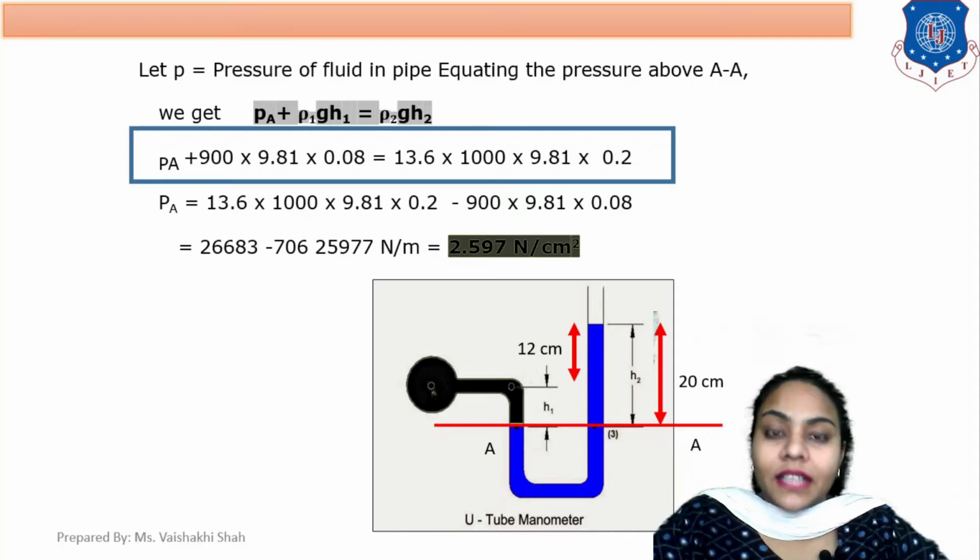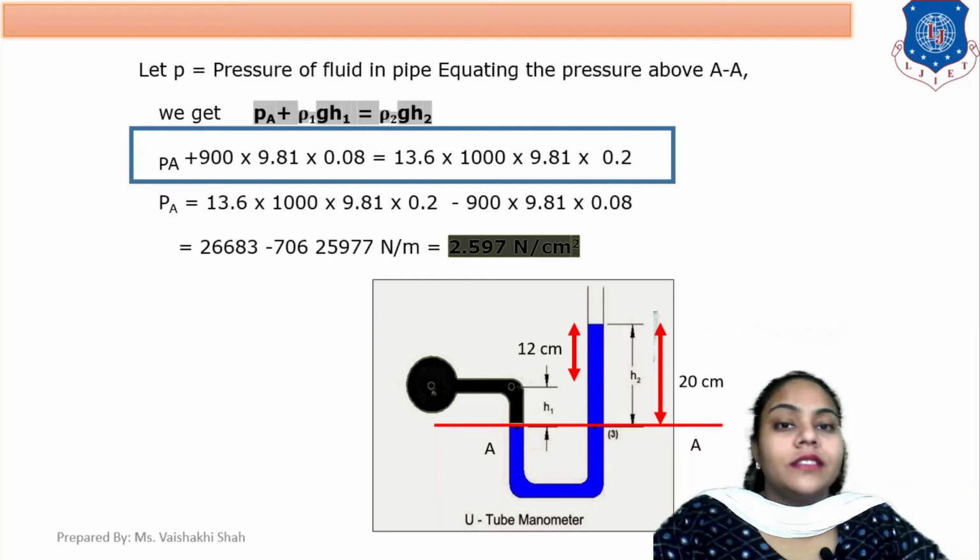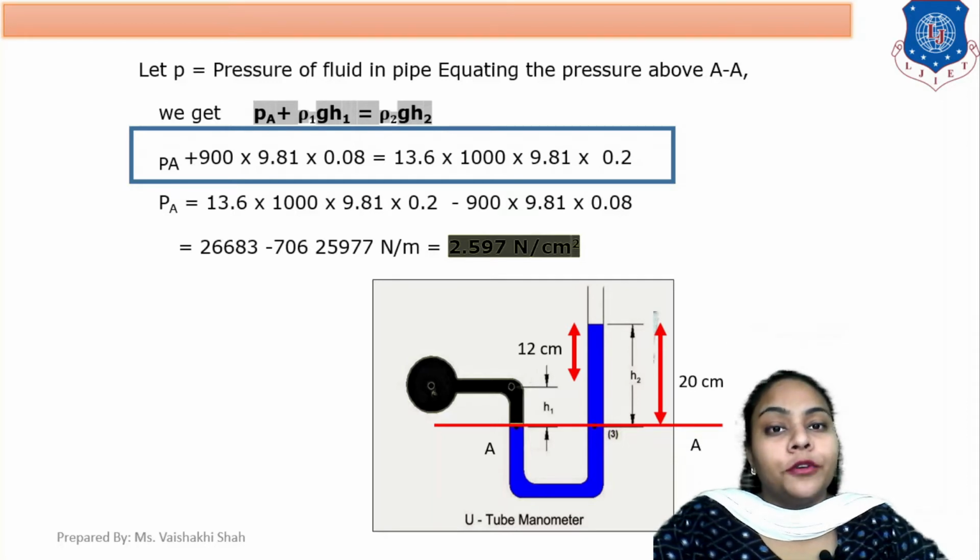Now, solving the values in the calculator, you get the final answer for PA, that is 2.597 Newton per centimeter square. This is your final answer for the pressure at point A in the simple U-tube manometer.